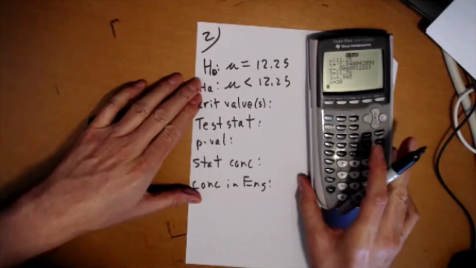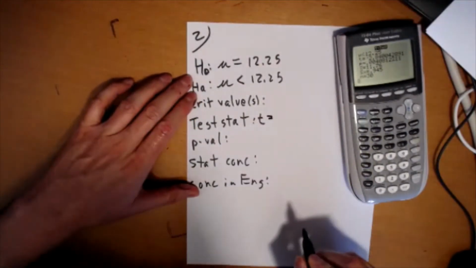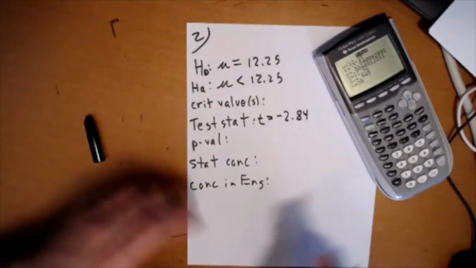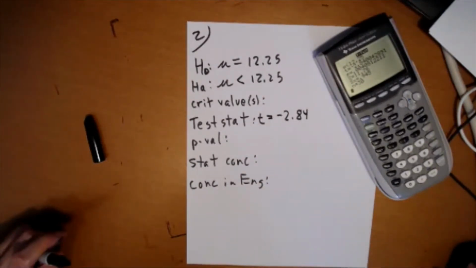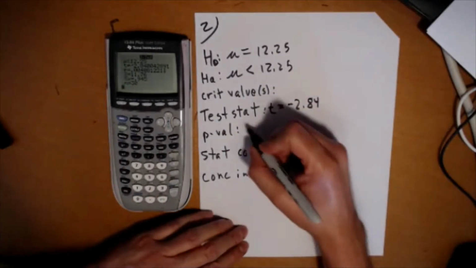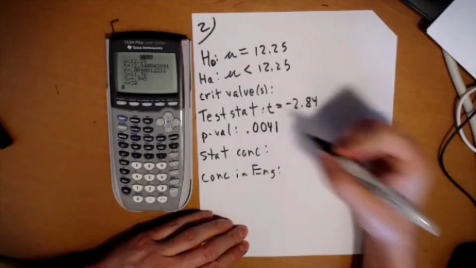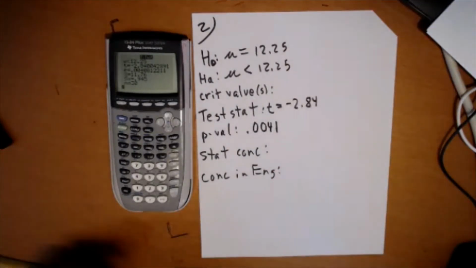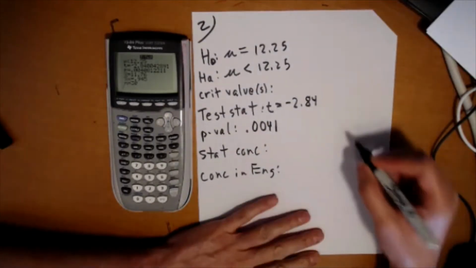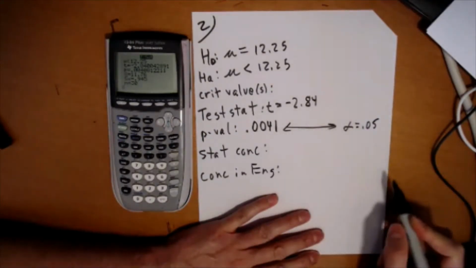So we get a nice test stat of, make sure you write t equals. Don't just put the number. t is equal to negative 2.84. Okay. And then, let's see. Our p-value is 0.004, I'll round it, 0.0041. And then we said that the alpha level, I believe, was 5%. Yes. Okay, so if I have an alpha of 0.05, how does that compare?